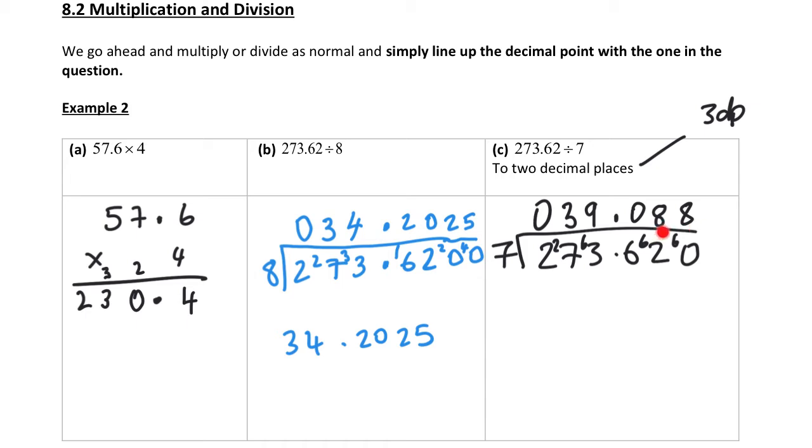So we need to change that from an 8 to a 9. So let's just do that out properly. 39.088. We'll put our dashed line between the decider and the changer. The decider's an 8, so we're going to round up. So we get 39.09.